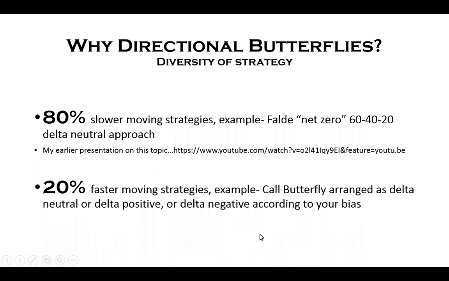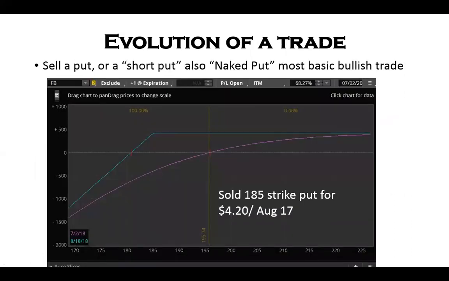If you don't know what that means, I hope you will by the end of this talk, but let's move right along here. Some people have no clue what a butterfly is, and so this is a little diversion here that we put in. Perhaps the simplest option trade is to sell a put. Without doing anything else, you can sell a put, and this is a graph here.